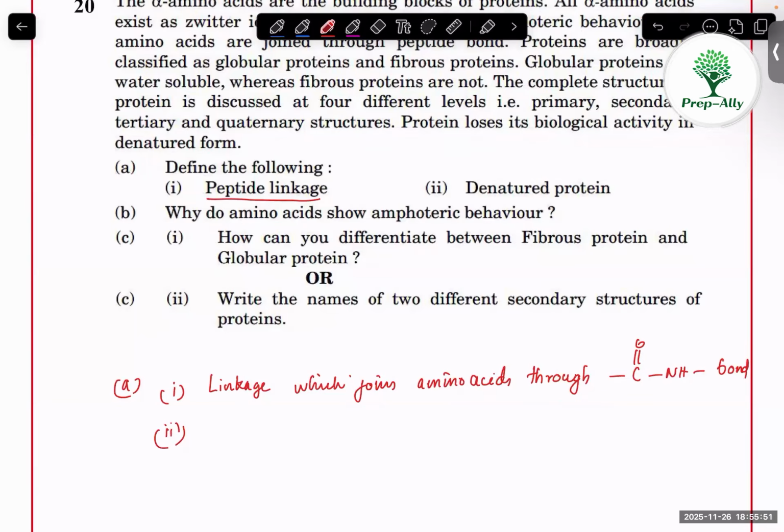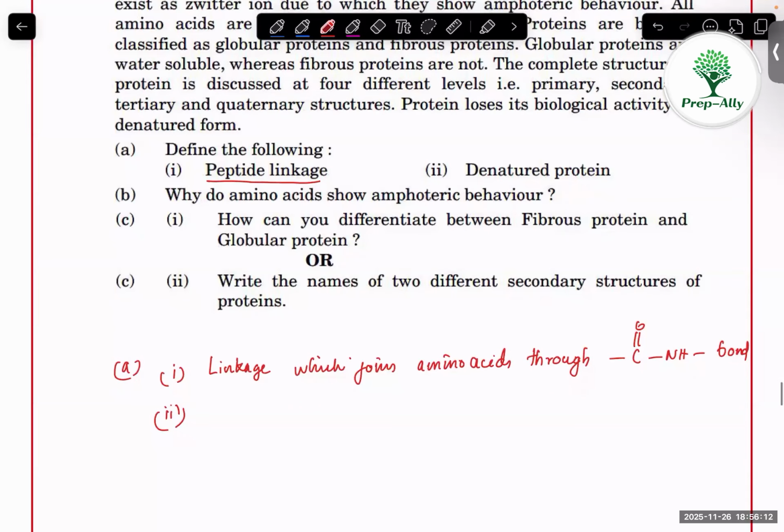Now, the second one, denatured protein, which we have already explained. Denatured protein means the native protein which is subjected to physical or chemical change will lose its 3D structure as well as biological activity, and that type of protein is called denatured protein. Simply, native protein without biological activity and without structure is called denatured protein. So that you can write there. Now, why do amino acids show amphoteric behavior? This also we have discussed. So the amphoteric behavior of amino acids is due to the structure.